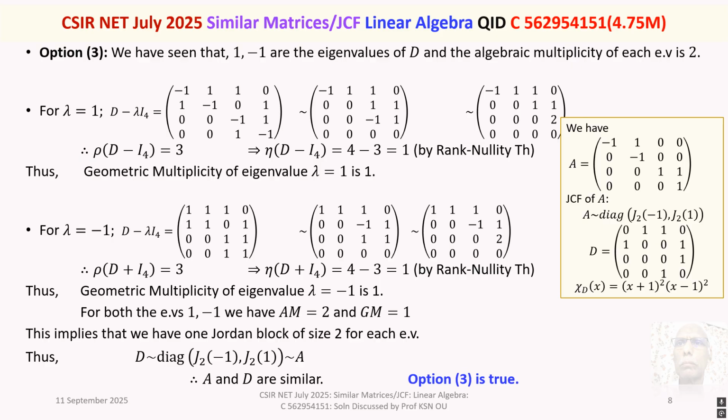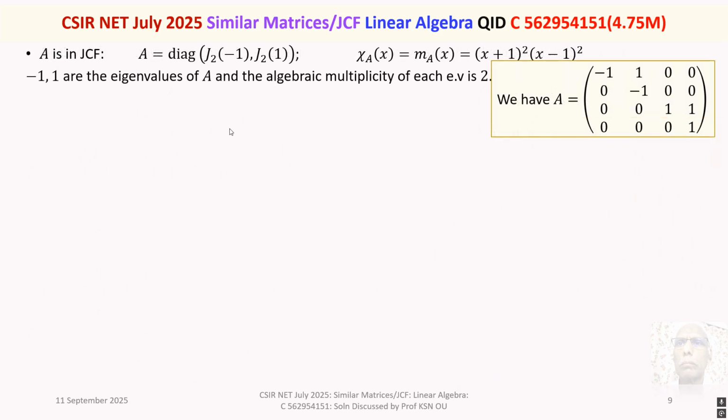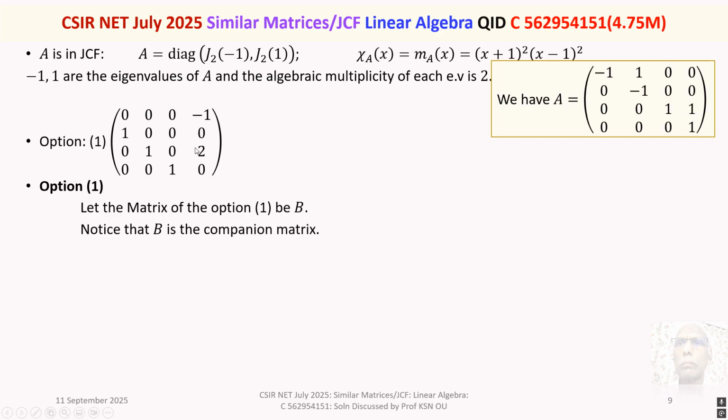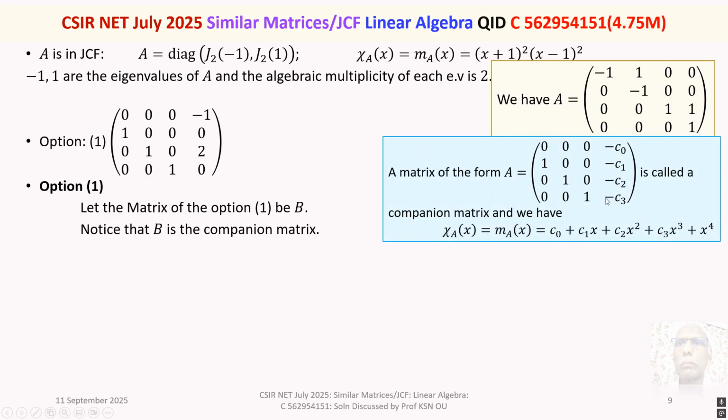Agreed. We move to the leftover option, option 1. This is the matrix, right? And call this matrix as the matrix B, right? And now notice that B is the companion matrix. Yes, it is looking like that, right? We know that for a companion matrix, the characteristic polynomial and the minimal polynomial are equal and equal to this.